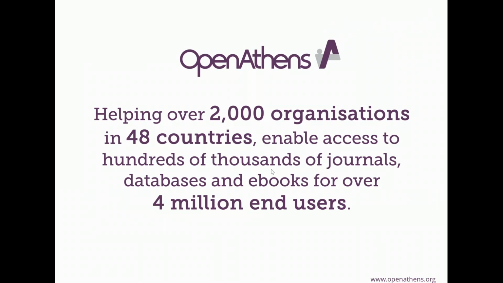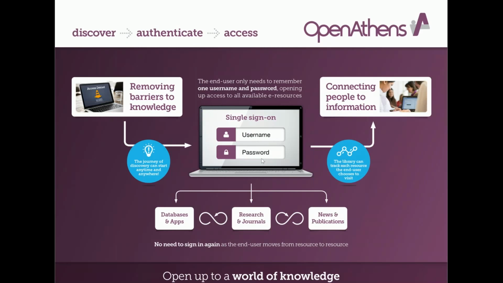So to start off with, a little bit on OpenAthens. This is kind of where we are at the moment. OpenAthens has been helping over 2,000 organizations worldwide enable access to hundreds of thousands of journals, databases, and ebooks for over 4 million end users. We've been around since the turn of the millennium, and we've been progressing ever since.